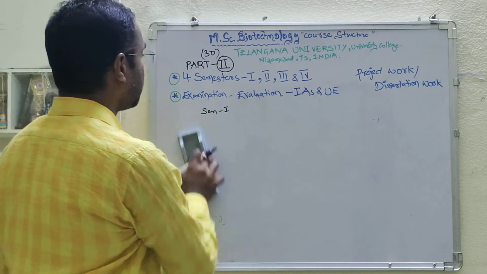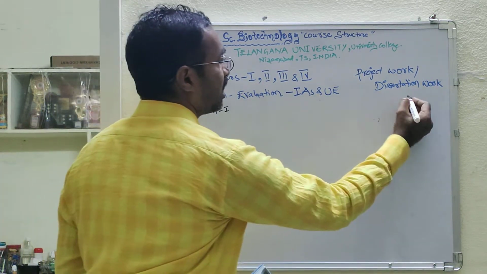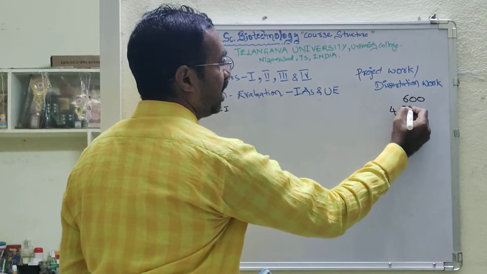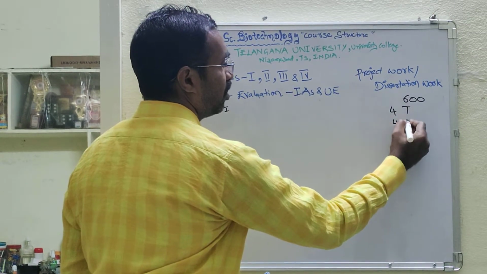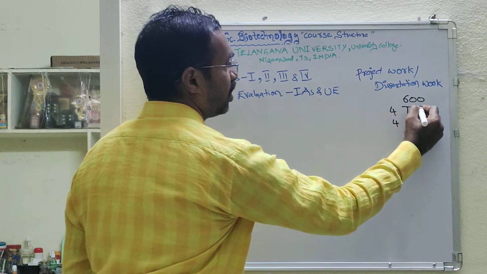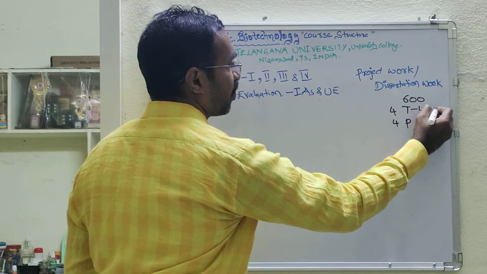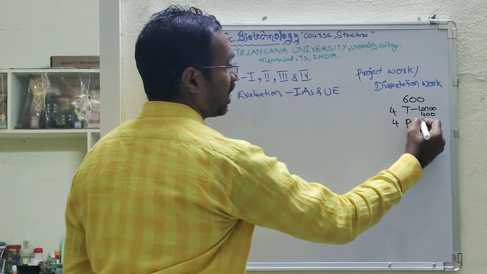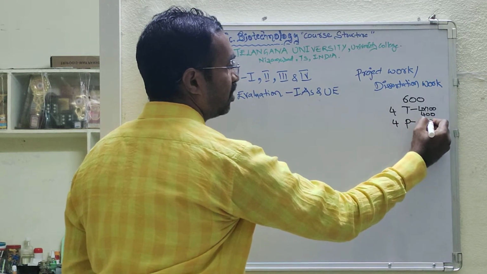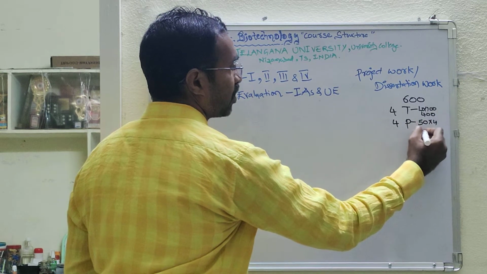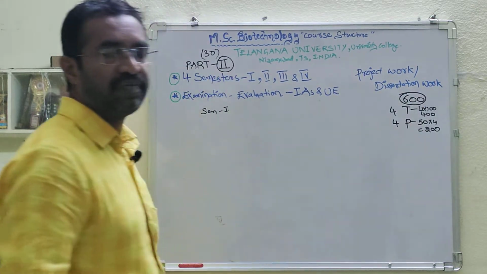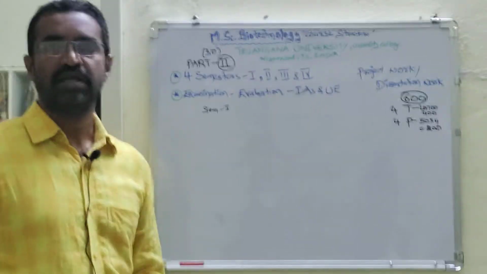So the first semester marks are 600. Why? Because of 4 theory and 4 practicals. 4 into 100 is 400, and there are 4 practicals, each having 50 marks. 50 into 4 is equal to 200. So altogether 600. Sem 1 has 600 marks.